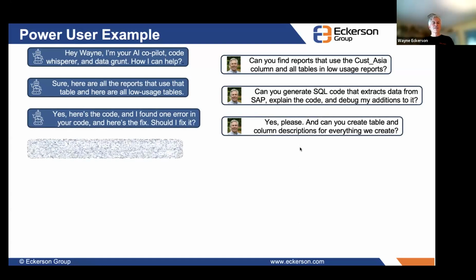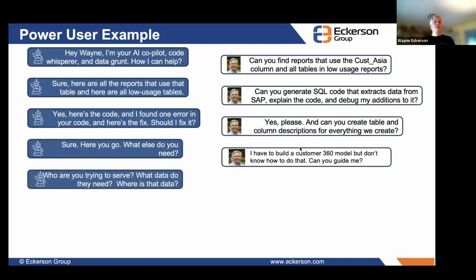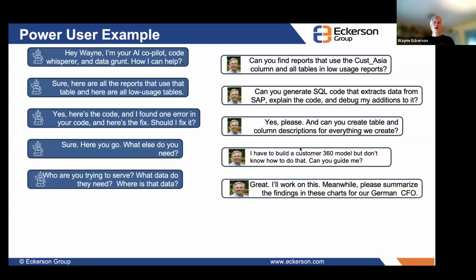This is the data grunt. Sure, here you go. What else do you need? I have to build a customer 360 model, but I really don't know how to do that. Can you guide me? Okay, some questions for you to consider. Who are you trying to serve? What data do they need? Where is that data? Just the beginning of the process, right? Great, I'll work on this.